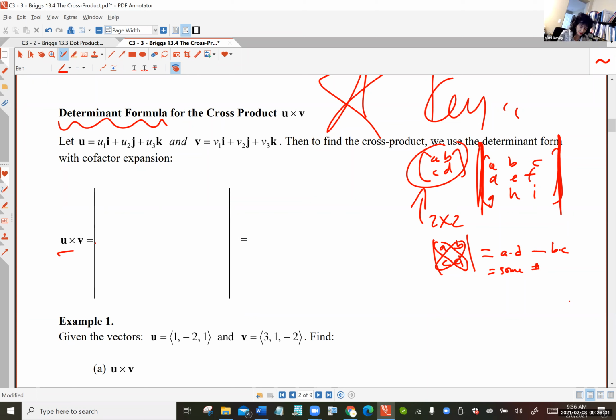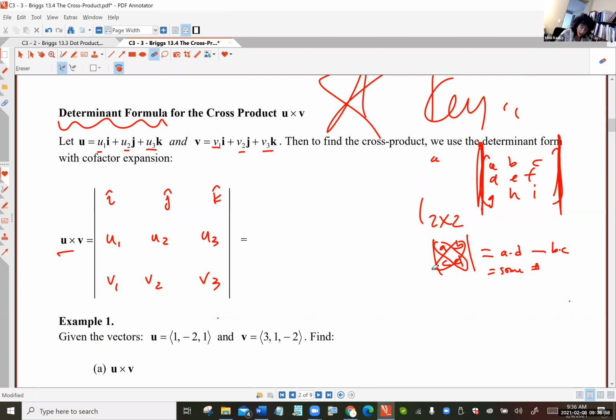Well, what's a 3 by 3 determinant? You're going to have a matrix that's 3 by 3. The top row is going to have the standard unit vectors, i hat, j hat, and k hat. The second row is going to contain the scalar components of U, and the third row is going to contain the scalar components of V. Okay, that's how you start. I want to see this on your paper. If I don't, you'll get points taken off. Then what? I'm going to show you how to expand along the first row. That's how we're going to find this determinant.